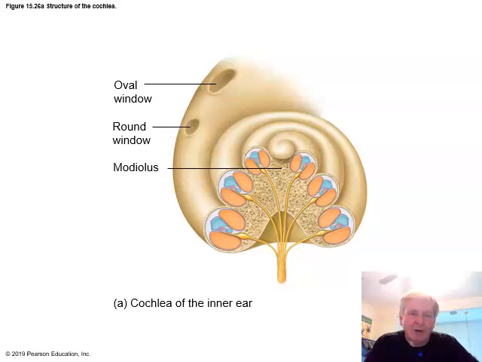There's your round window and oval window. The oval window is the entry to the cochlea. The round window is the exit. The modiolus is the bony inner structure, and these are the chambers within the cochlea. The scala vestibuli, the top chamber, the scala tympani, the bottom, and the scala media in the middle. The scala media is also called the cochlear duct. That's where your organ of Corti, your spiral organ for hearing, is located.